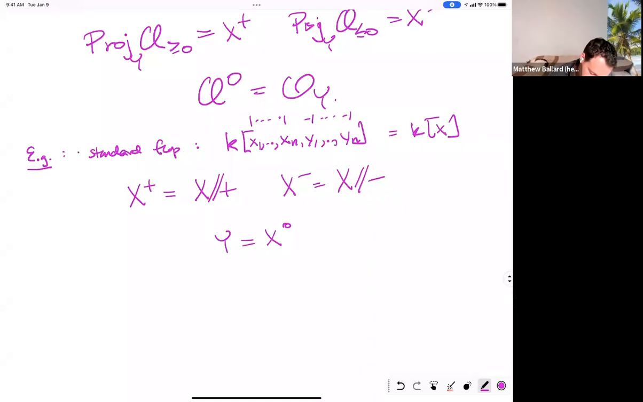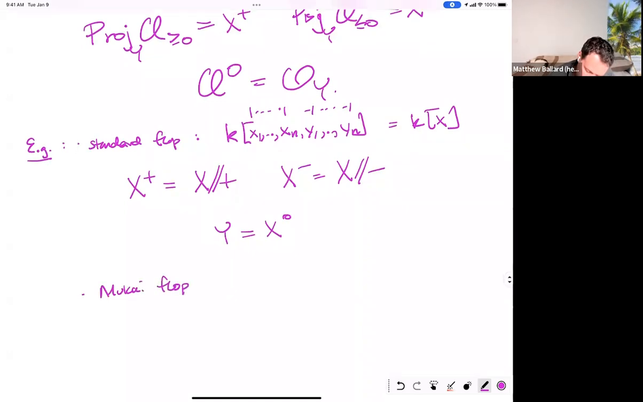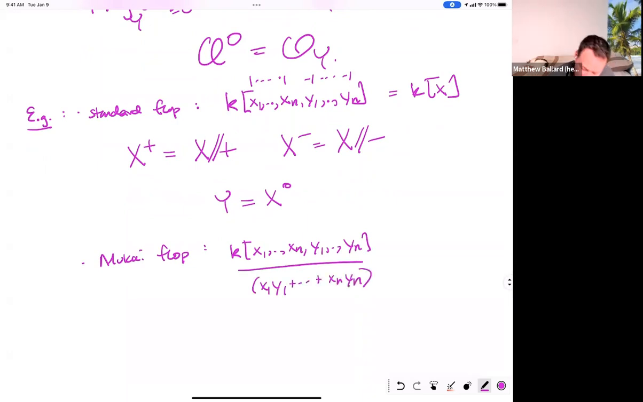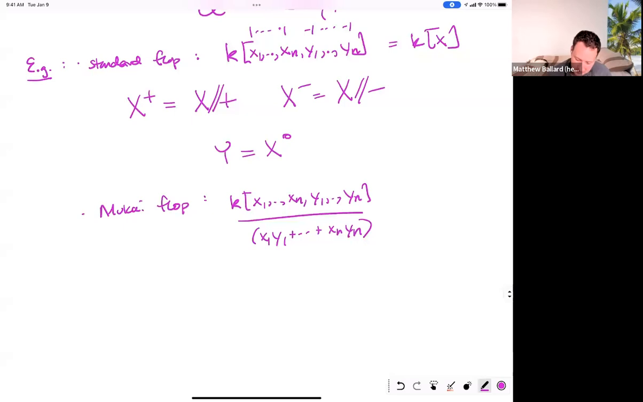And then for this Mukai flop, you do the same thing, except now you're not taking a polynomial ring, but a quadratic hypersurface inside it. Very simple. So this is the graded ring, and again, we've attached weights.